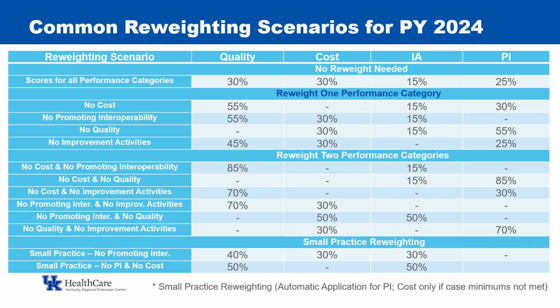This slide just details some of the common reweighting scenarios that we have for promoting interoperability. You'll notice that small practices do have special weighting that looks a little bit different than our larger practices, whether they choose one or two performance categories to reweight.